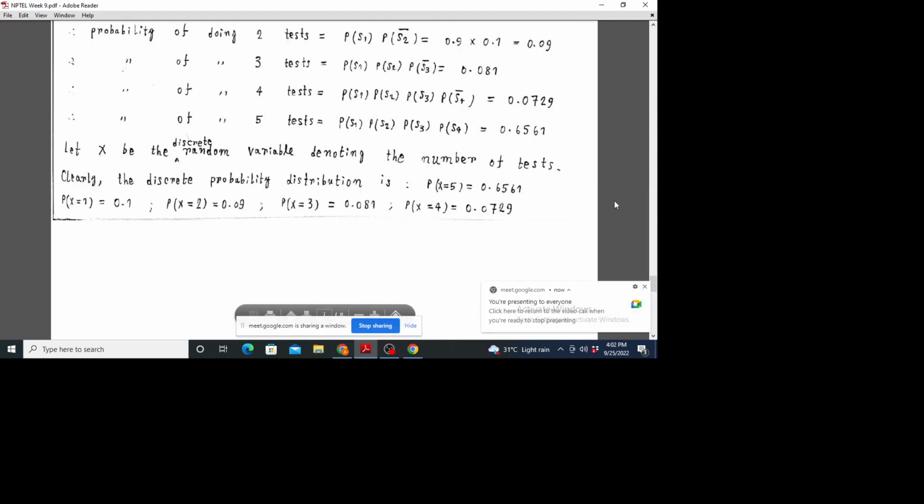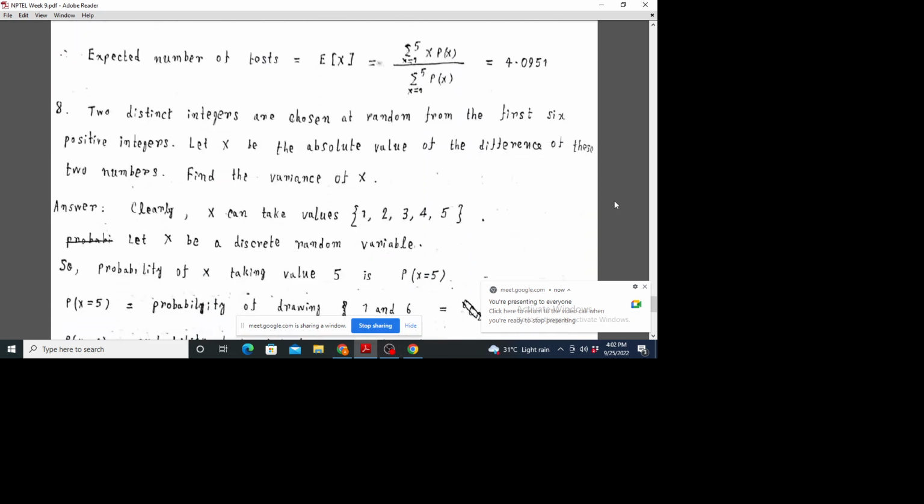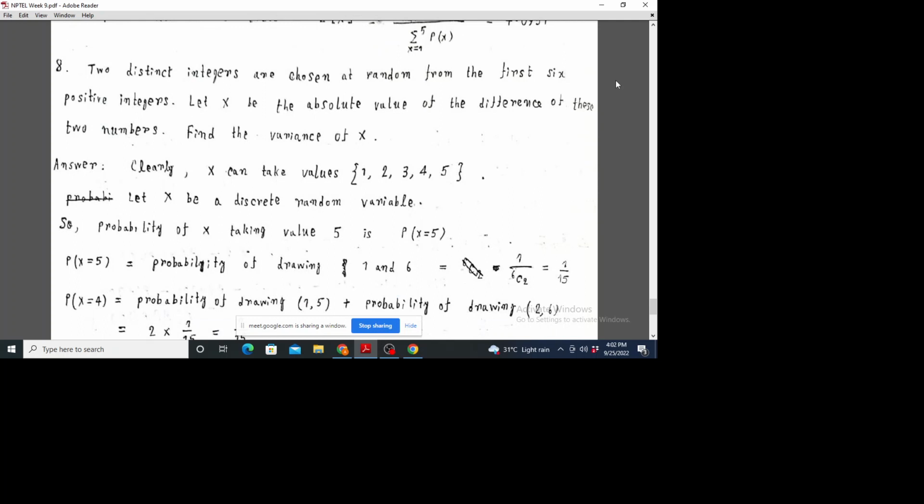We have to find the expectation value of the random variable. So the expectation will be the expected number of tests. What is the expectation value of the random variable? It is quite easy. Just use the formula for finding the expectation value of a discrete random variable, and this is the formula, and you will get the answer as 4.0951. Simple.